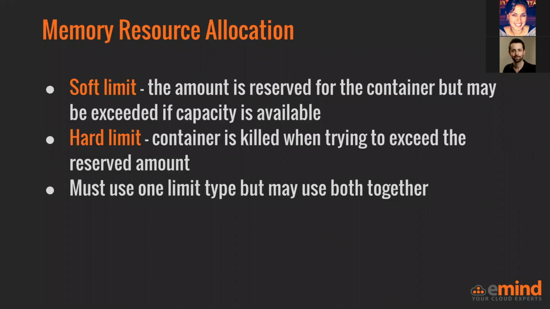Memory allocation, on the other hand, works a little differently. There are two types of limits here, a soft limit and a hard limit. A soft limit reserves a certain amount of memory for a container. However, the container may exceed this limit if there is enough available capacity on the host. Now, a hard limit also reserves some memory for the container. However, if the container tries to exceed this limit, it will be terminated, and another container will probably be spawned instead. You have to use one of the memory limits, but you may use both of them to achieve fine-grained control over the behavior of your resource allocation.